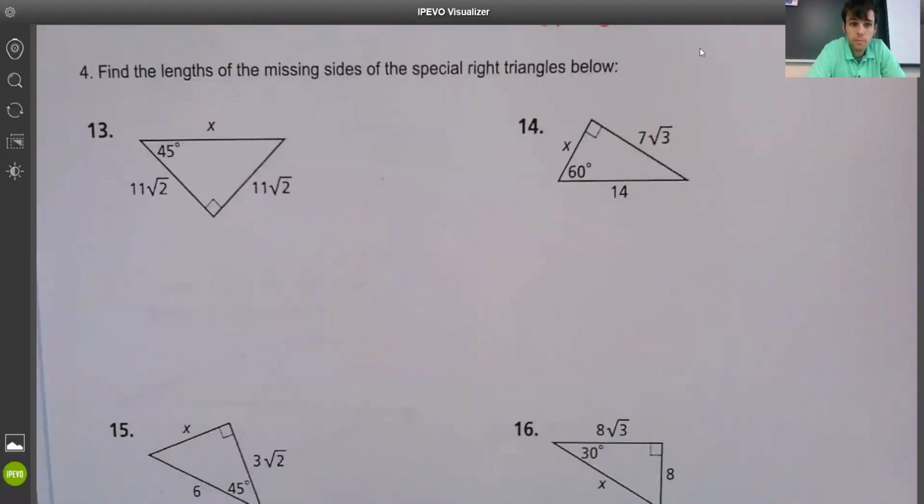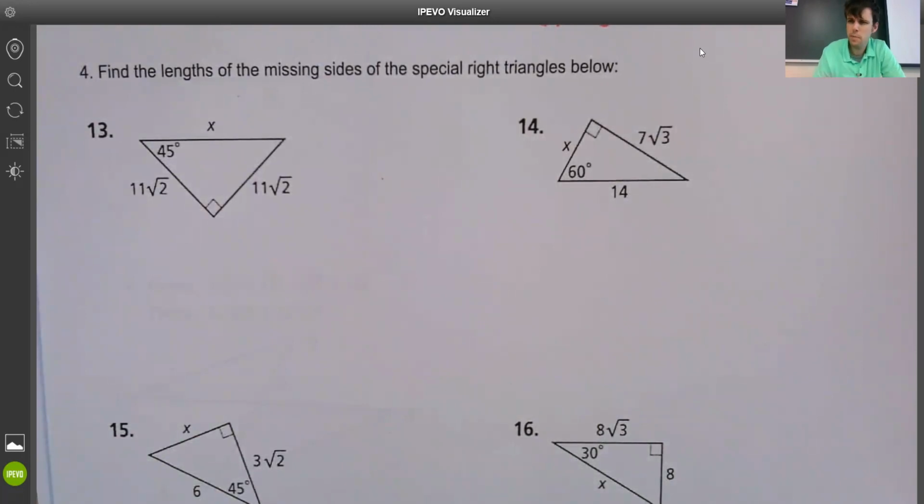All right, welcome to this next part. I believe it's part 4. We're going to be looking at some examples of using these special right triangle properties. For these triangles, the process is all going to be about finding this constant that will unlock and allow us to solve the rest of the triangle sides.